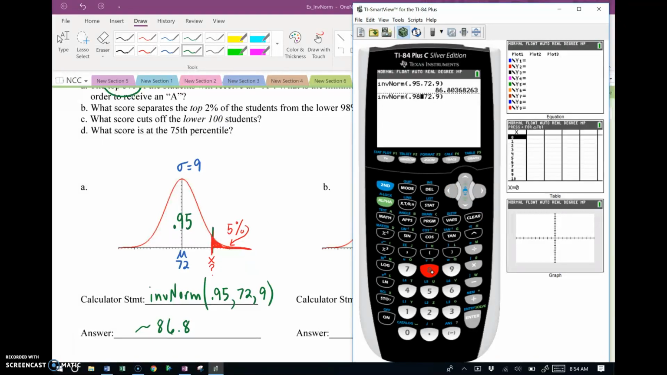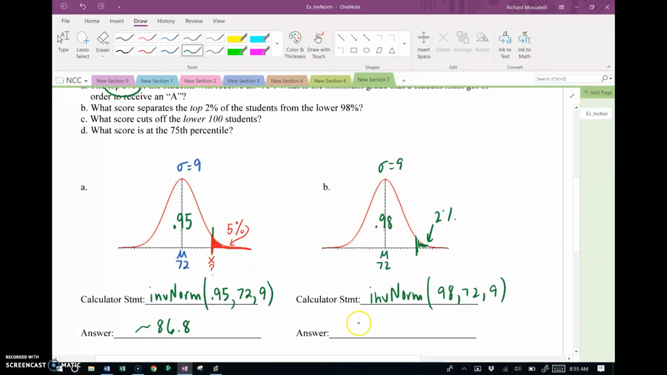Again, area on the left, comma mean, comma standard deviation. Now, I know this answer. I don't know it off the top of my head, but the one thing I know for sure is it's bigger than 86, right? We know that. All right, 90.48. Yeah, let's call that about 90.5. Remember, we don't have to go crazy with the rounding here. We're just doing an example that we're talking about. Now, my math lab is very particular about the rounding, and they always tell you what to round to.